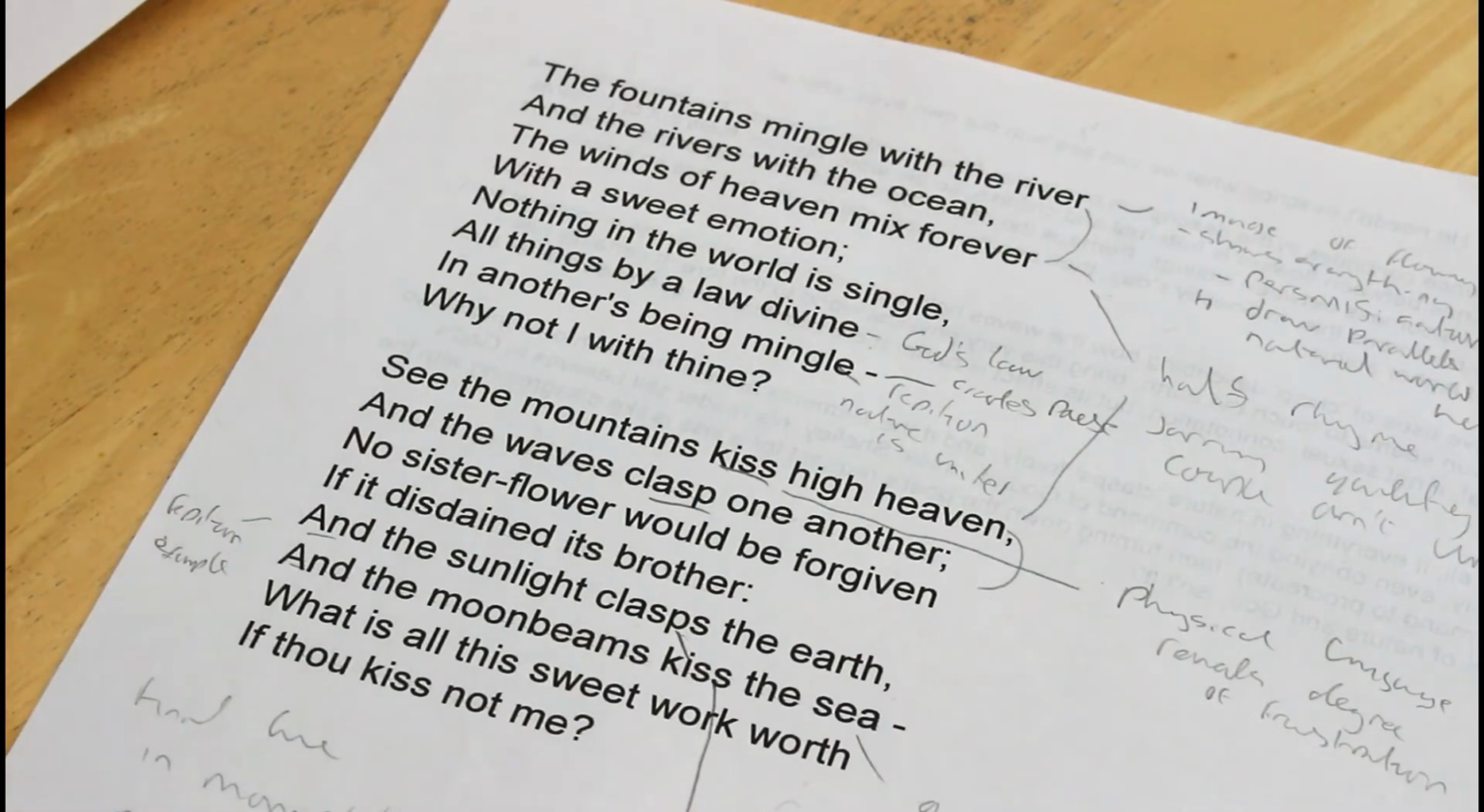Anyway, this is a fairly short poem. I think I've said as much as I really can say about it in terms of its context, its meaning, and the techniques he uses.